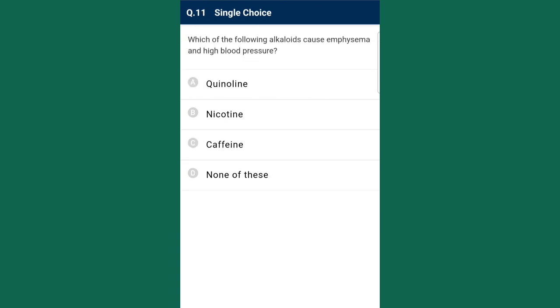Question number 11. Which of the following alkaloids causes emphysema and high blood pressure? Tobacco contains a large number of chemical substances including nicotine, an alkaloid. Nicotine stimulates the adrenal gland to release adrenaline and noradrenaline into blood circulation, both of which raise blood pressure and increase heart rate. Smoking is associated with increased incidence of cancer of lungs, urinary bladder and throat, bronchitis, emphysema, coronary heart disease, gastric ulcer, etc. So the answer for this question is option B, nicotine.